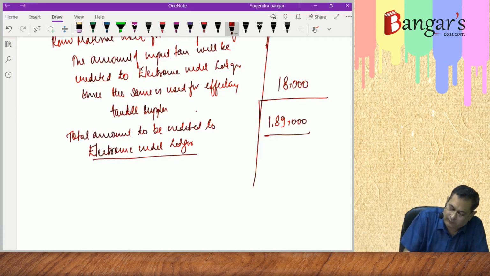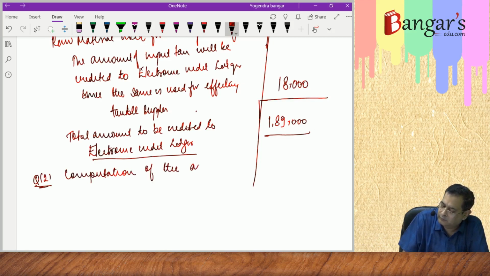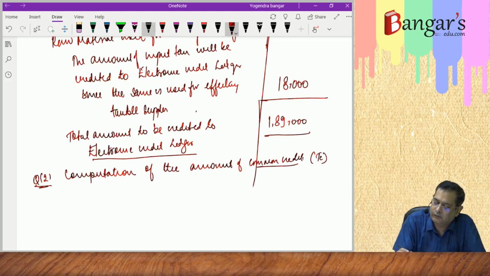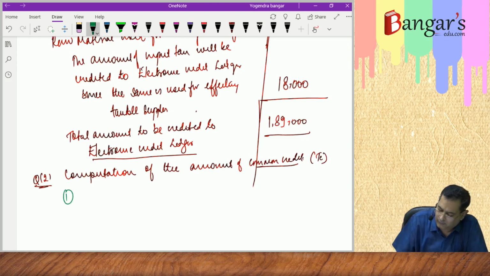Now question number 2 is: compute the amount of common credit. So the second part of the question is the computation of the amount of common credit. TC, total common credit, we will work out. That is number 1.